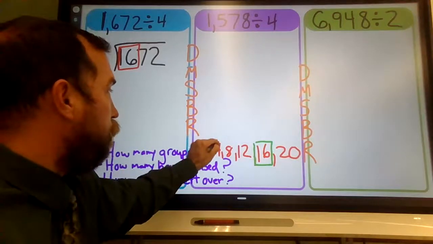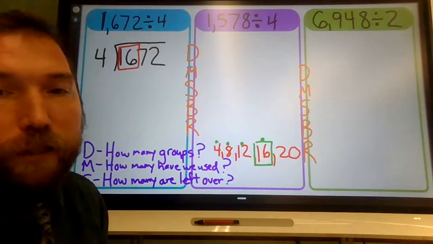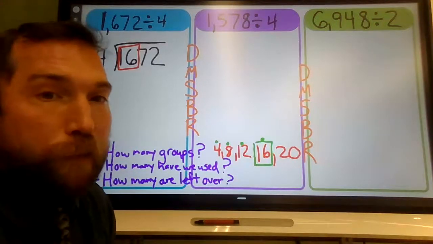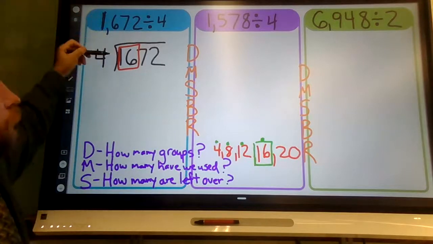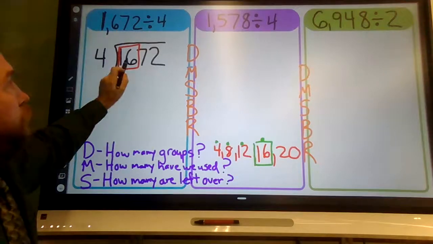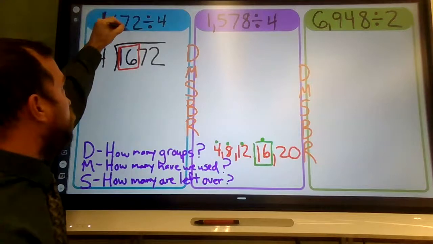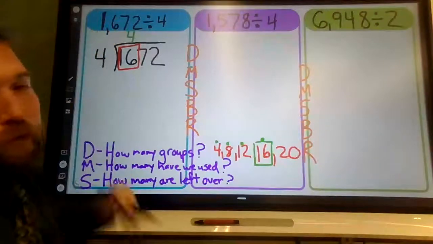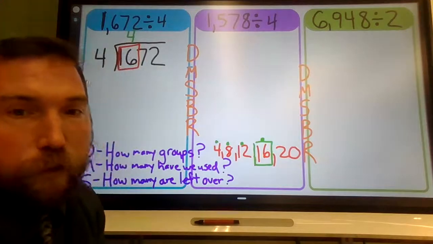And that you just count. 1, 2, 3, 4. That's 4 groups or 4 teams. That's what goes up top. Since I used the 1 and the 6, some people learn to put a little X here. I always know whatever the last number I used is, or bring down, that's where my first number goes. So my answer is going to be 400 something.